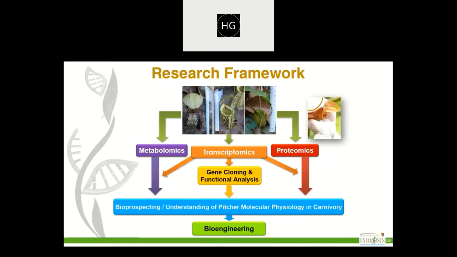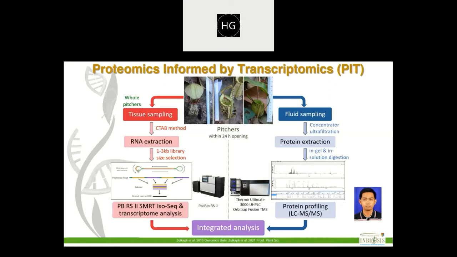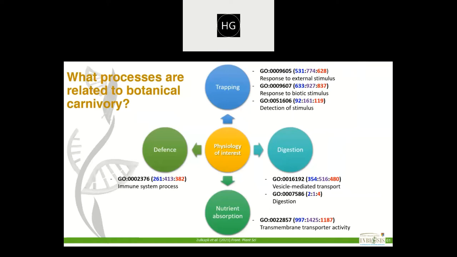For the first part, which is proteomics informed by transcriptomics, we basically use the transcriptomic analysis as a sequence database to identify the proteins in the pitcher fluid. We use PacBio sequencing, isoform sequencing, for the full-length transcripts. Then we combine it with label-free protein analysis using OrbiTrap to do integrated analysis. And we have found various proteins related to various gene ontology.